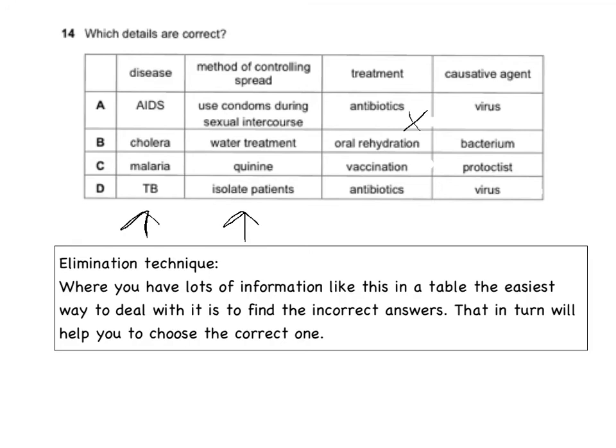Cholera is treated with oral rehydration. Malaria is not treated with vaccination, and TB is treated with antibiotics. Okay, so then we need to go down the next line because we've got 2 things that are wrong, so we haven't identified anything there. AIDS is caused by a virus. Cholera is caused by bacteria. Malaria is a protist, and TB is not caused by a virus. Okay, so cholera is the only line where everything is correct. So the answer is B, cholera.